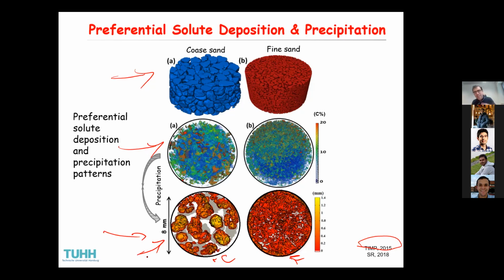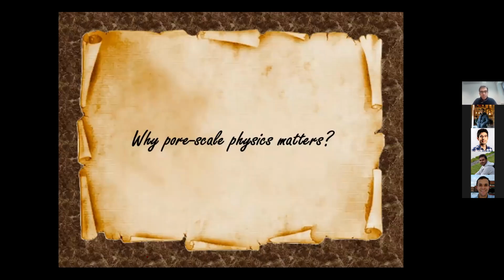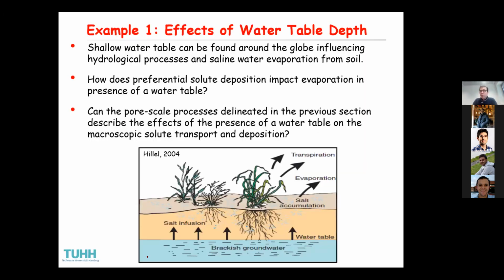Okay, but still you can say, you know what, this is still the pore scale. You promised us you would talk about, I don't know, the global scale. So why does pore scale physics matter? Here I'm going to show you two or three examples at larger scales. One is the effect of water table depth.